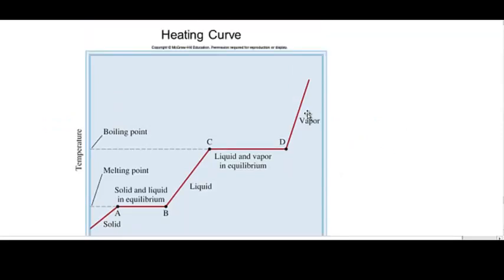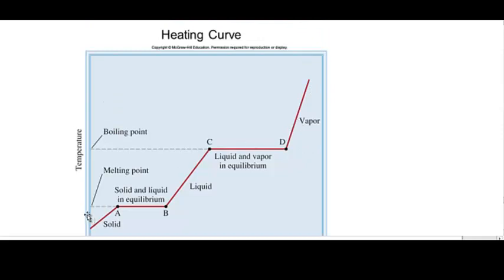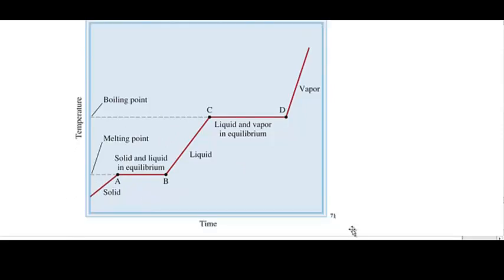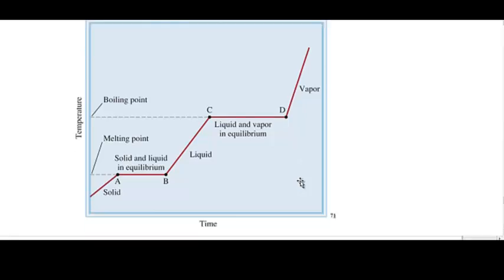This is called the heating curve, if you're going from left to right, or if you're going diagonally this way, then it's a heating curve. But if you're going diagonally downward, or if you're going from right to left, you're actually having a cooling curve. So this is actually a combination of a heating curve and a cooling curve. So first, let's note the axes. On the y-axis, you have temperature on this curve, and on the x-axis, you have time.